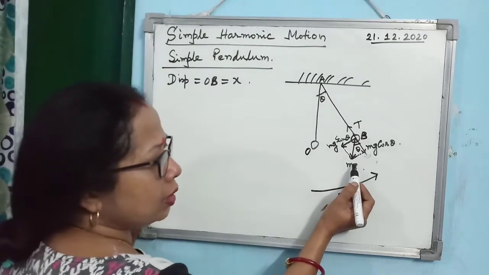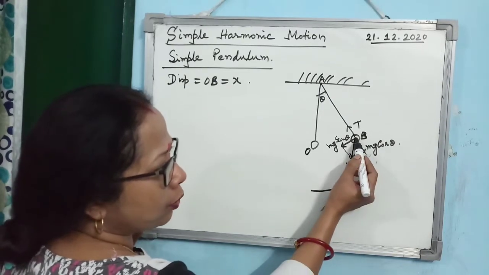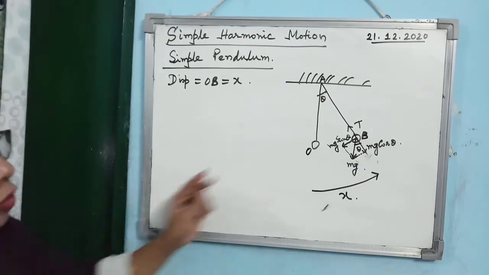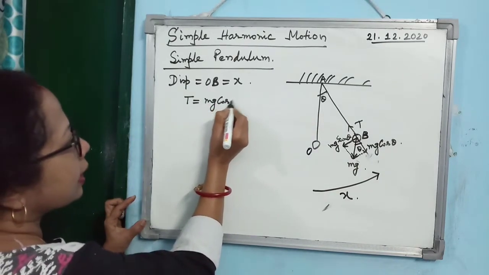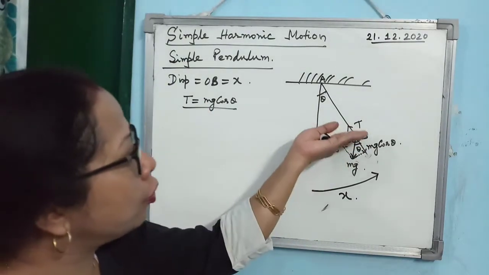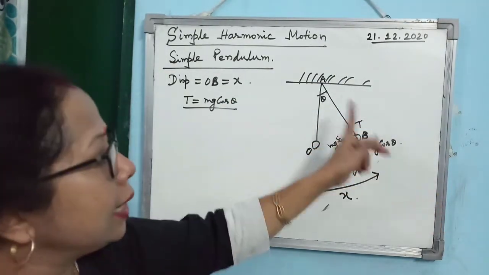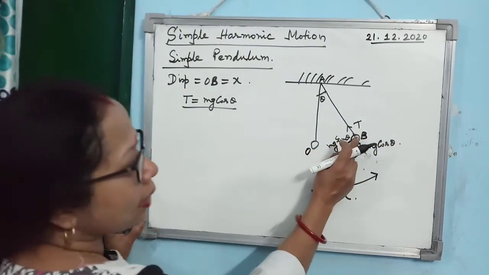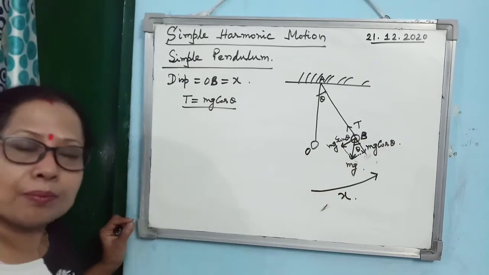Applying the concept of vectors, you can break the weight into the component mg cos theta along this line and mg sin theta along this line. If you look at the diagram, the tension T and mg cos theta are balanced with each other. How can we make this conclusion? Because neither is the bob moving towards the point of suspension nor coming down along mg cos theta. It means T and mg cos theta are balancing each other. So the unbalanced force is mg sin theta, due to which the bob is moving towards the mean position.